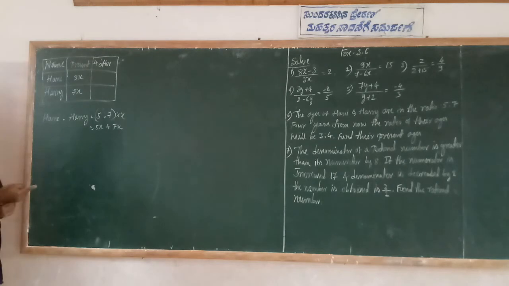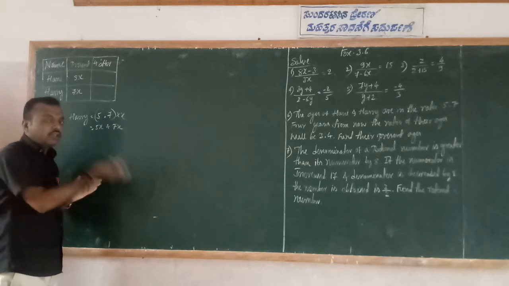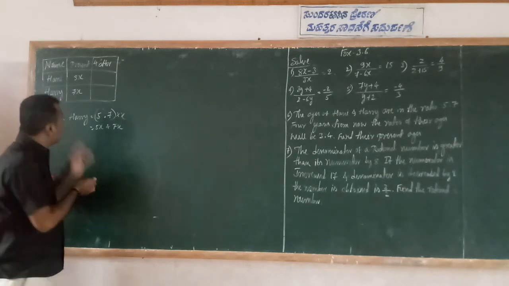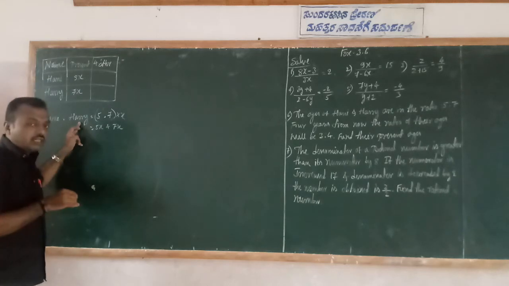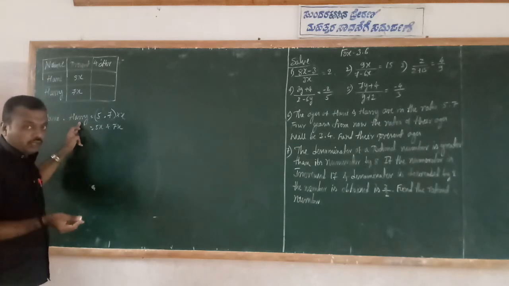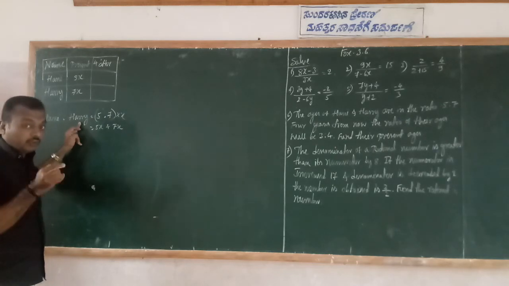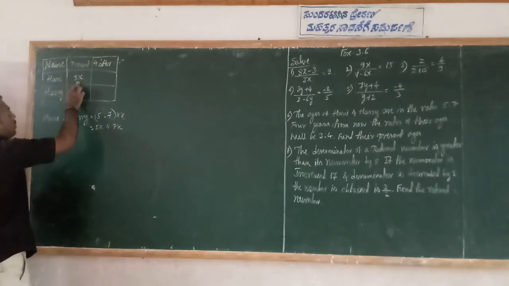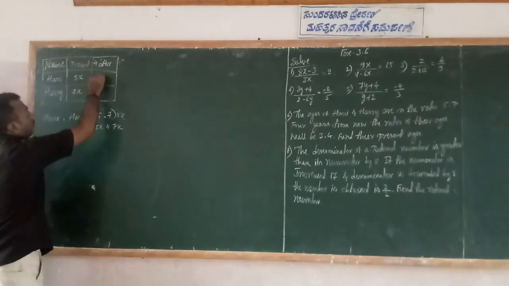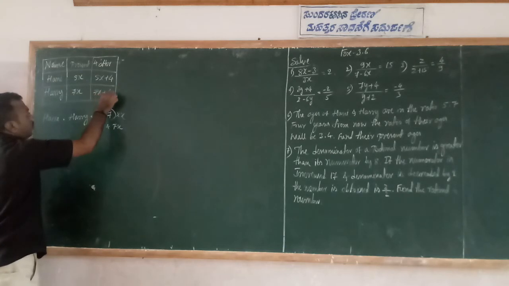After 4 years, for example, if Hari is 10 years now, after 4 years, how many years old is Hari? 14 years. Correct. Present age is 10 years, after 4 years it becomes 14. If present age is 20, after 4 years, 24. Like that, what we have to do? Addition by 4. So Hari's present age is 5x, after 4 years, 5x plus 4. Then Harry's present age is 7x, after 4 years, 7x plus 4.